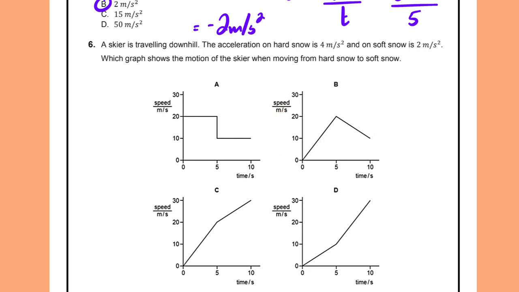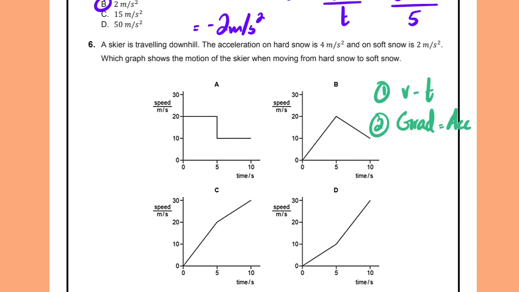Now, having looked at this, I think about what I know of a speed time graph. So this is a speed time graph, first step. And then I think about the features. So the gradient here is the acceleration, and I also know the area is the distance, but it's not really going to be used in this question. So initially the acceleration is 4 meters per second square, so that's a higher value of acceleration on the hard snow. And then when it moves to the soft snow, it's still accelerating, but it has a lesser value.